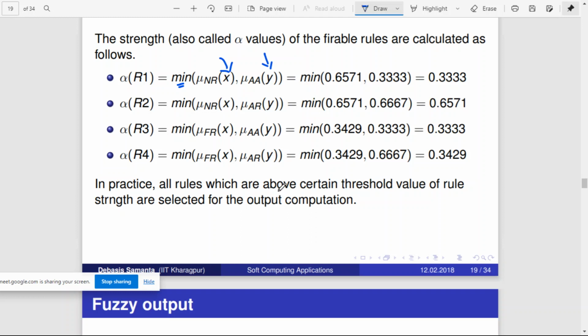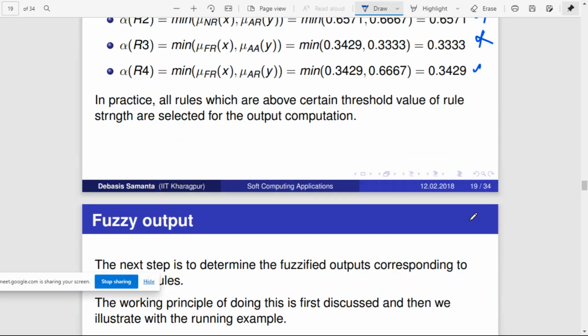So we are calculating the rule strength for R1, R2, R3 and R4. As a result, you can see that the strength of R1 and R3 were less, so we are going to reject these two rules. We will consider only these two rules, which have better strength. So finally, we are taking only two rules. The next step is to determine the fuzzified outputs corresponding to each rule.